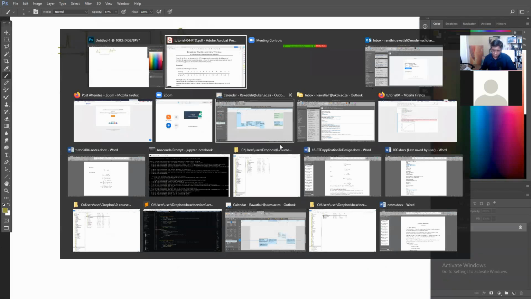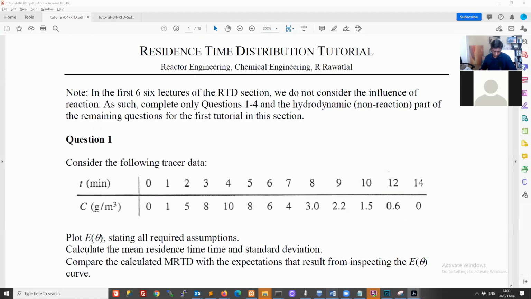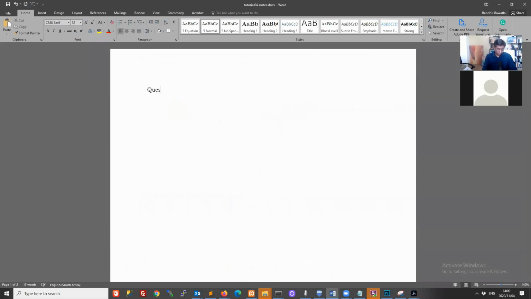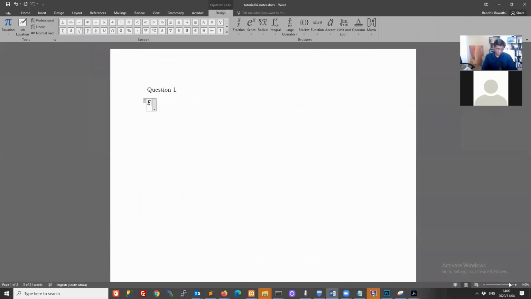And I'm just going to use, I started a bit of a tutorial notes document. Yeah, so for this question one, of course, we want E of theta. And we know that's the same as C, so the concentration of tracer, as a function of T. So the concentration of tracer is available as a time function. But if we've defined T naught to be zero, then we can rewrite this as theta.